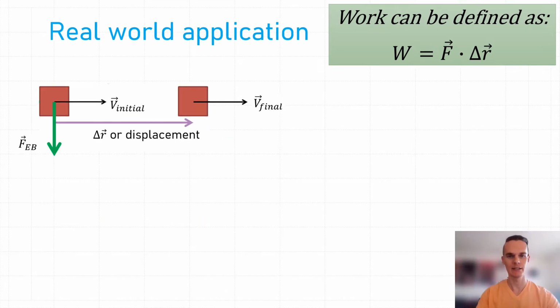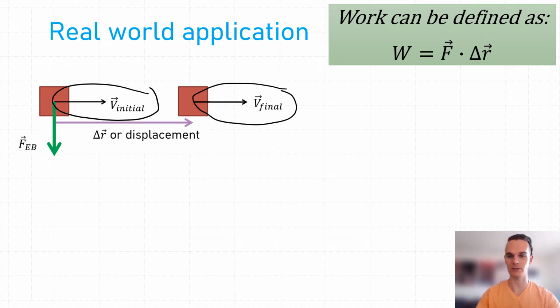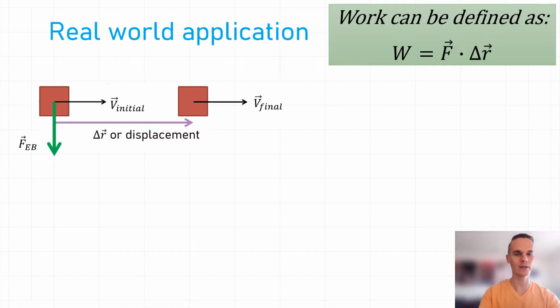In our second example, let's examine a completely different force to see how much work that force will do on the box. So let's examine the force that the Earth exerts on the box. This is the force of gravity. So the force of gravity is pointing down. Force of gravity is pointing downwards. We have the initial velocity vector of the box here, the final velocity vector of the box here. We also have the displacement vector of the box here.